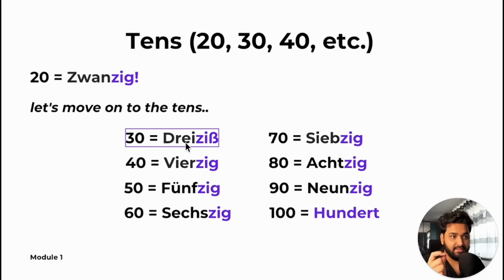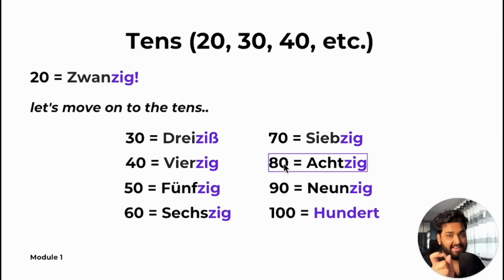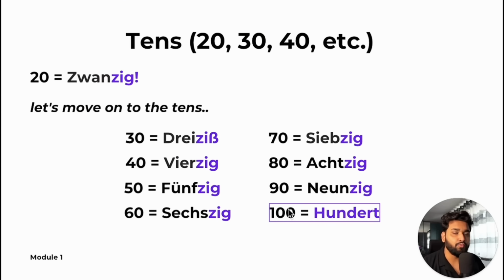You noticed 1, 2, 3, 4, 5. You have to learn 1 to 12, and then afterwards, you can just use the rules. Like 30 is dreißig, 40 is vierzig, 50 is fünfzig, 60 is sechzig, 70 is siebzig. Again, one more time. We don't say siebenzig, we say siebzig. So 80, 90, and 100 will be hundert. Not eins hundert, it's hundert.